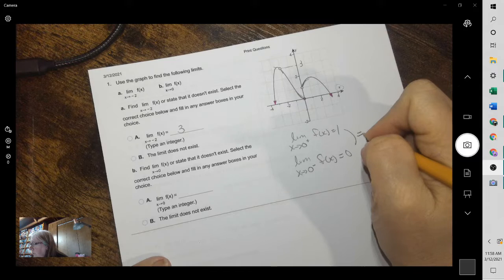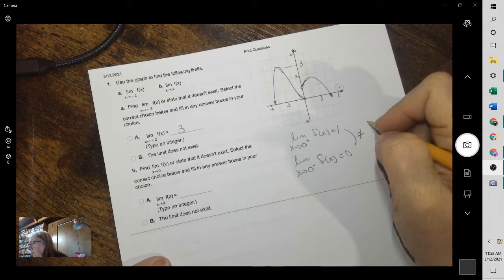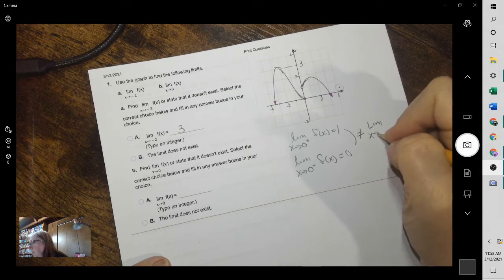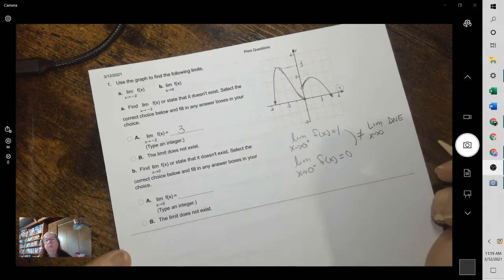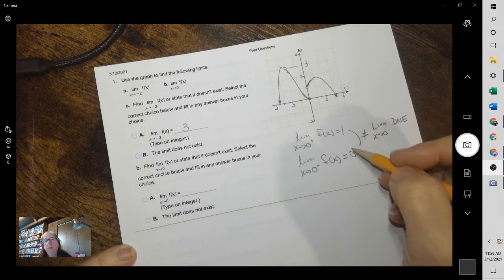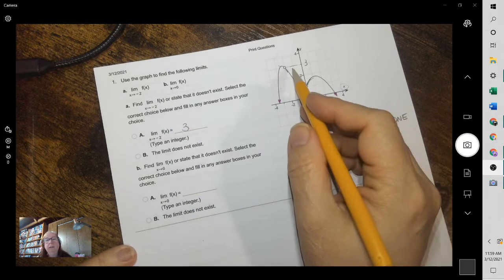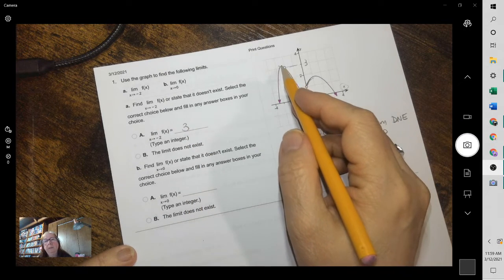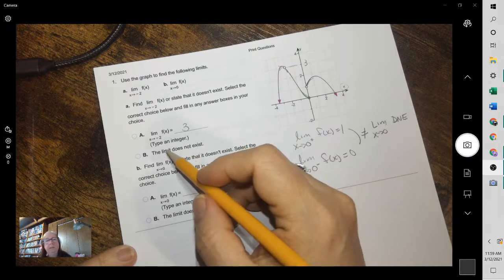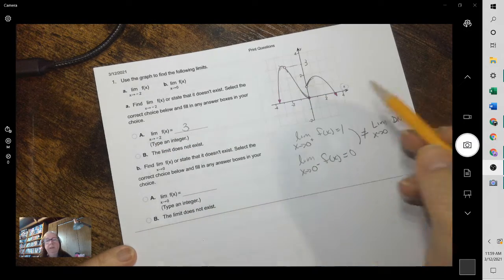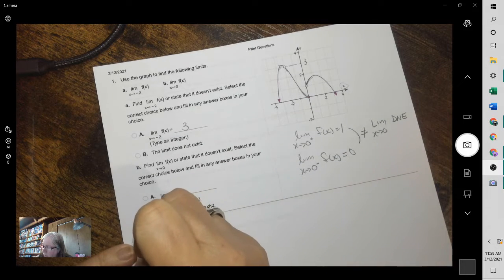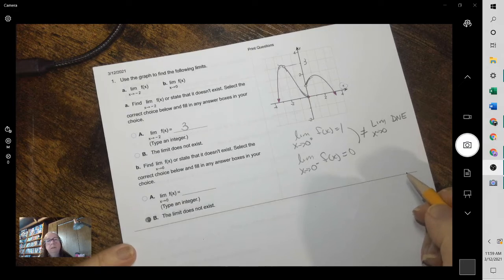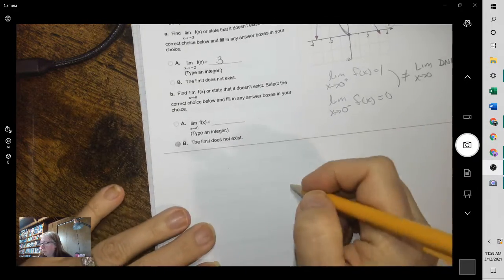If these two are not equal, the limit as x approaches 0 does not exist. So these two have to be equal. If they are equal, then just like this one, the limit from the right would be 3, the limit from the left is 3, therefore the limit at it would be 3. But this one would not exist. Let's look at a couple more.